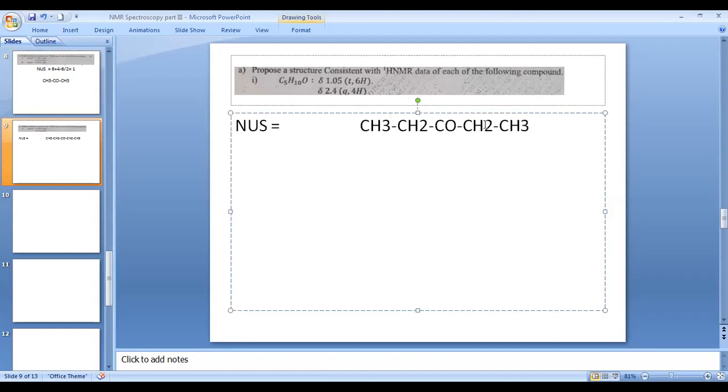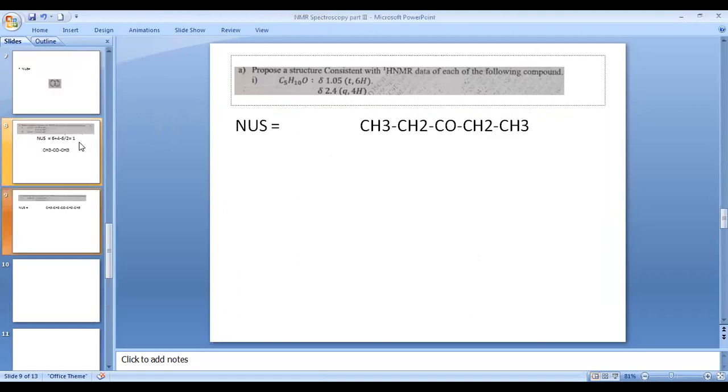Triplet means there are two hydrogen atoms attached to it. So it is showing a triplet, having six hydrogen atoms. What is remaining? Four hydrogen atoms. These are the four hydrogen atoms, and they are showing a quartet. Quartet means three hydrogen atoms are attached to the adjacent carbon atom. Okay, we have solved both the problems.